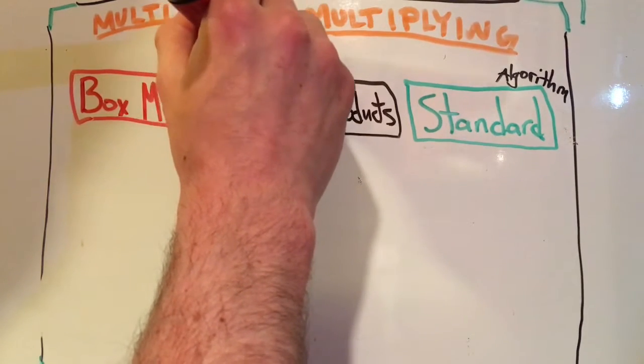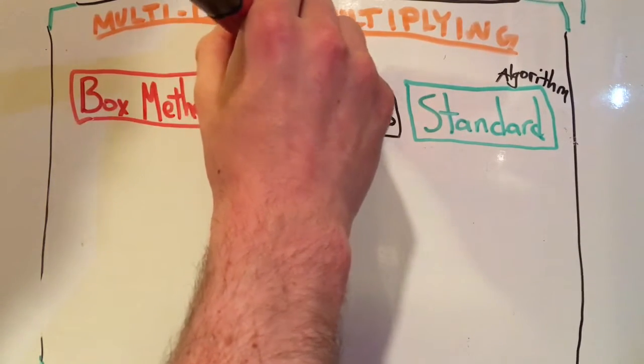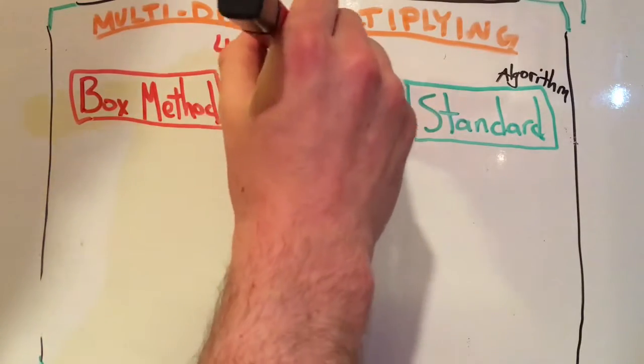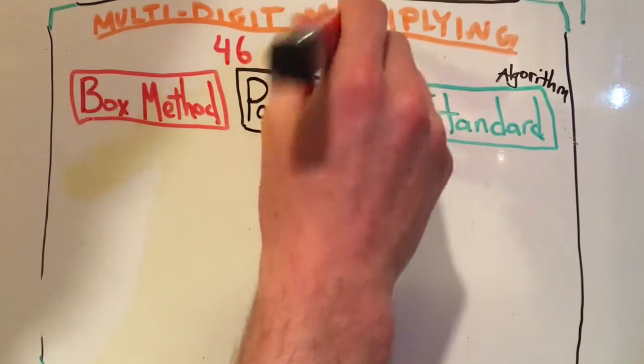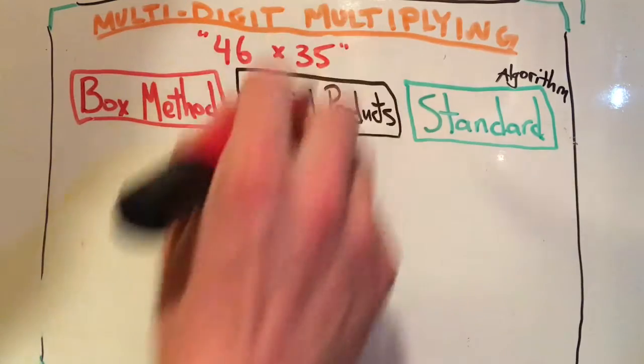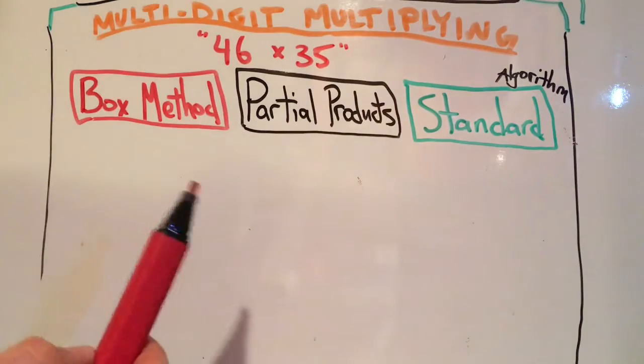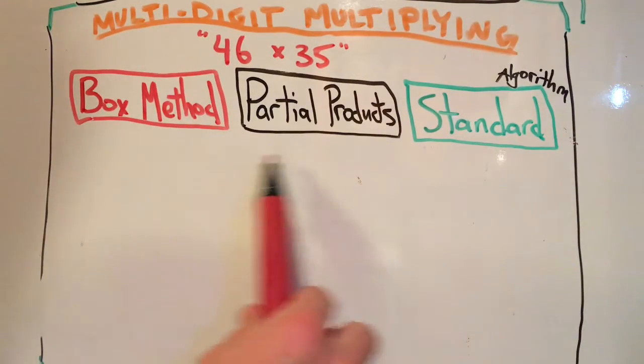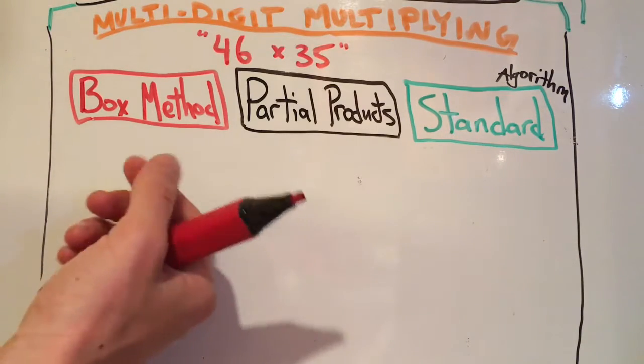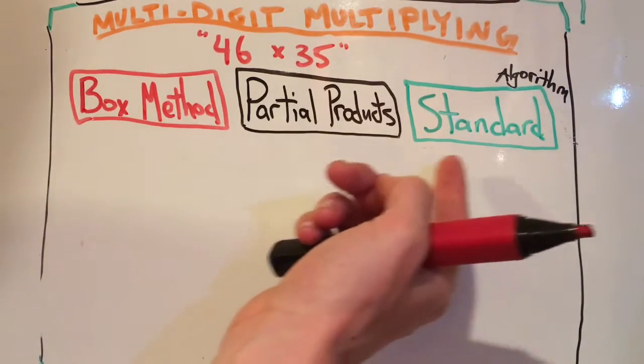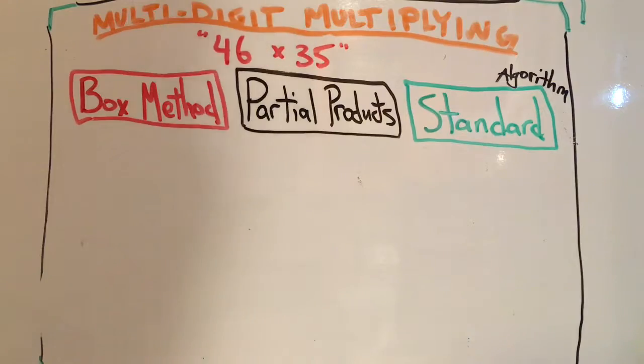This one is going to be 46 times 35. We're going to talk about 4 different ways. First, we're going to talk about these three: the box method, the partial products, and the standard algorithm.